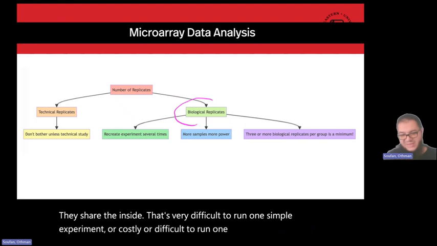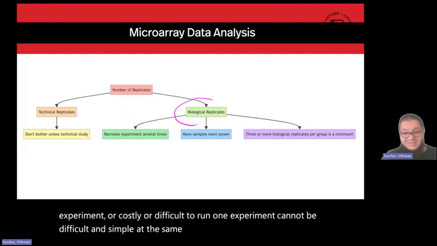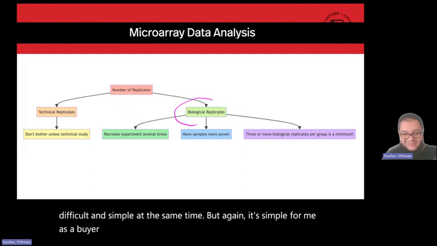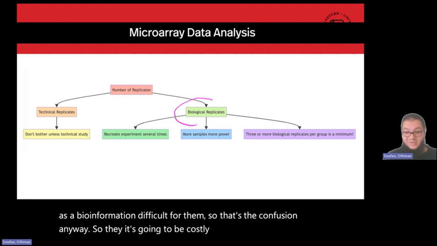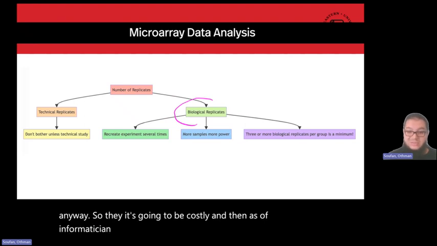So it cannot be difficult and simple at the same time. But again, it's simple for me as a bioinformatician, difficult for them. So that's the confusion. Anyway, it's going to be costly. And then as a bioinformatician, I need more samples.